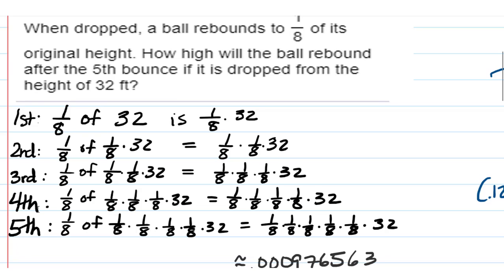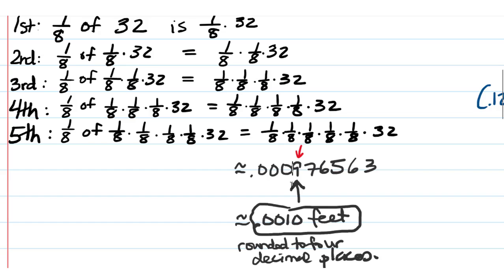0.000976563. In our MyMathLab homework, we want the nearest fourth decimal place, but you'll notice that in the fourth decimal place we have a 9, and the next one over, the fifth, is 5 or higher, so we have to round up. So the 9 actually rounds up to a 10. So we're going to have 0.0010 feet.